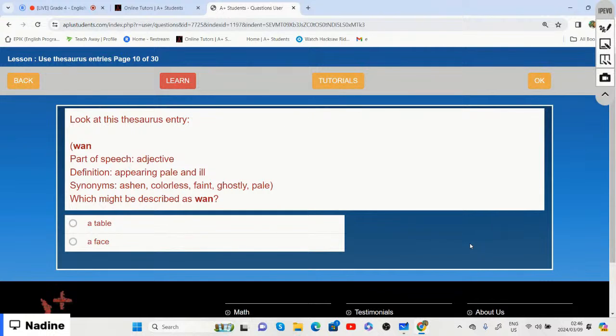So if something appears to be pale or ill, or it can be a bit colorless or pale or fainting, then we can say it's a face, not a table, right? Because usually with a face, you become pale or you become a bit ghostly or ashy, but not a table, right? So a face.